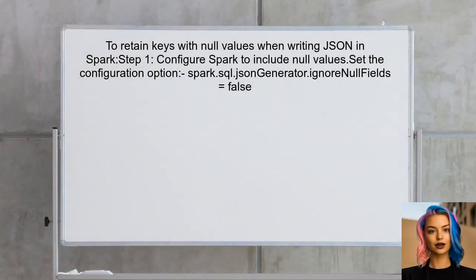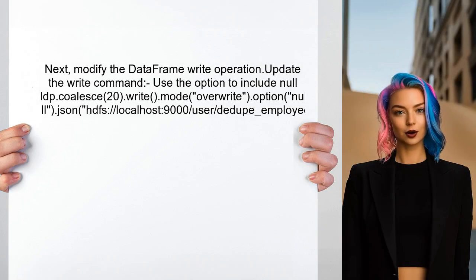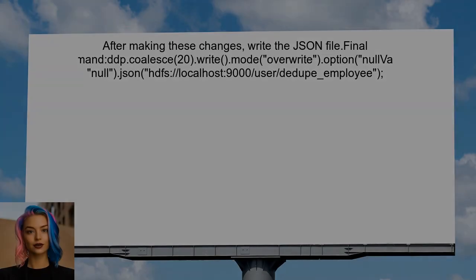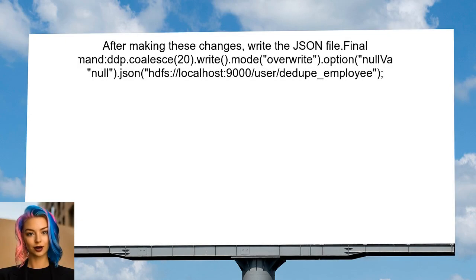To retain keys with null values when writing JSON in Spark, the user should first ensure that the data frame is configured to include null values. This can be done by setting the appropriate configuration option. Next, the user should modify the data frame write operation. Instead of using the default write method, they can use the option to include null values explicitly. After making these changes, the user can proceed to write the JSON file. This should ensure that all keys, including those with null values, are retained in the output.